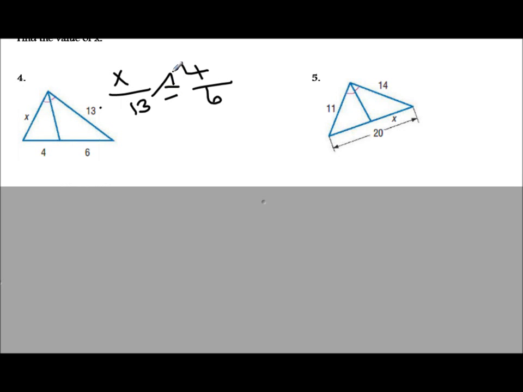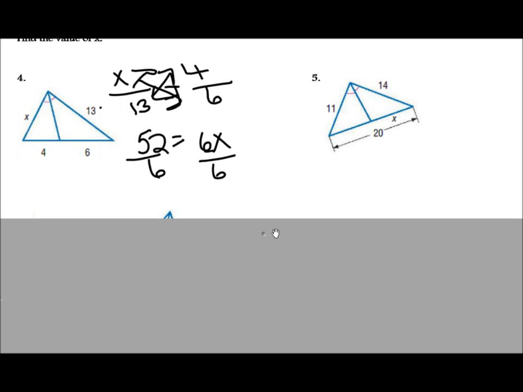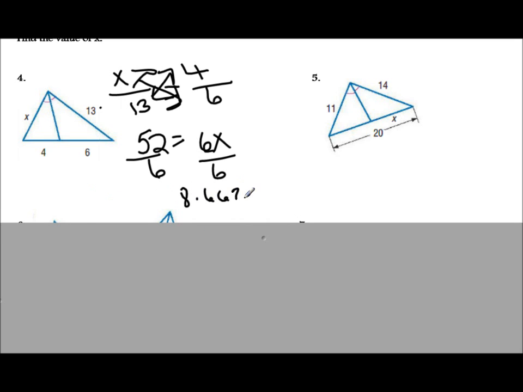Now we just solve for x. 4 times 13 is 52, and that's going to equal 6 times x. I'm just cross multiplying, and I'm going to divide both sides by 6. And 52 divided by 6 is actually going to give us a decimal, but that's okay. It's going to give us 8.666666667 repeating, so we'll just call that 8.7 is equal to x.